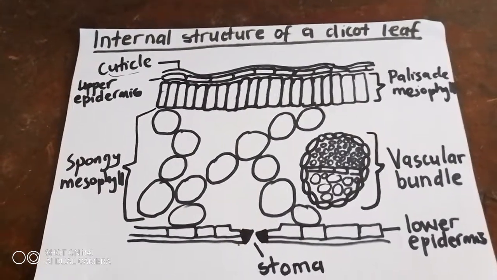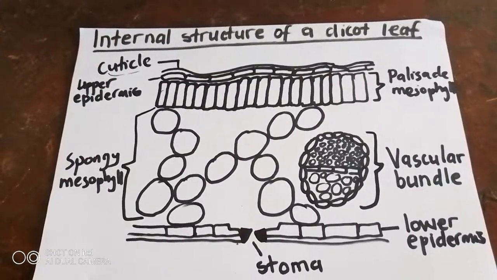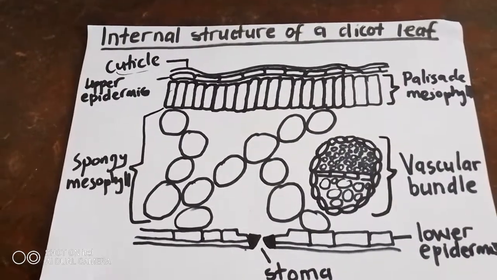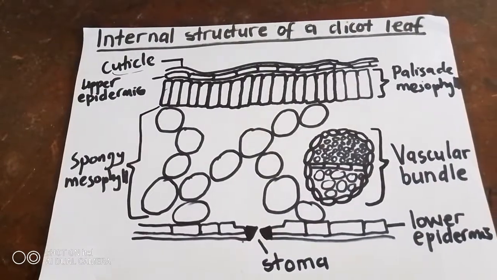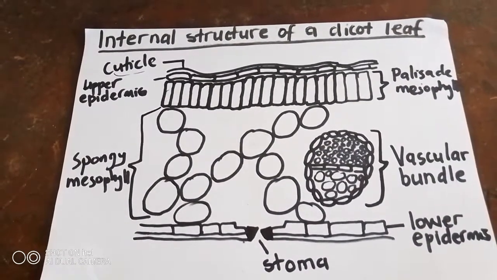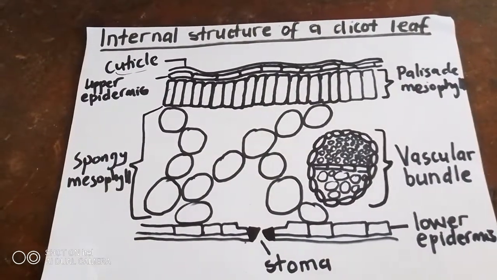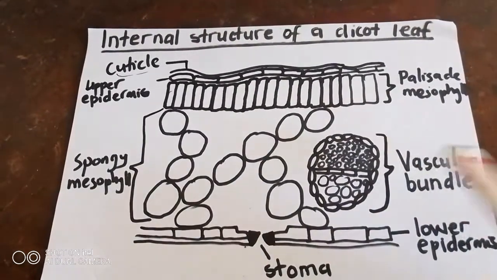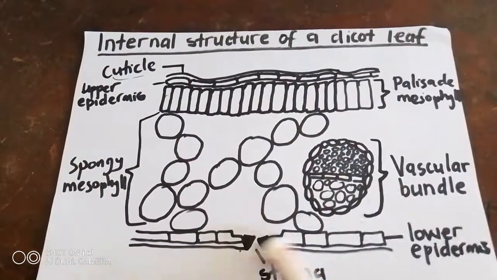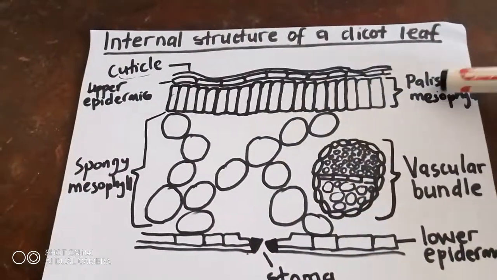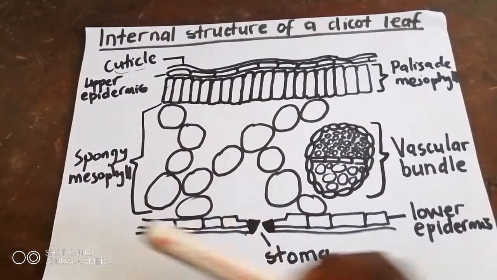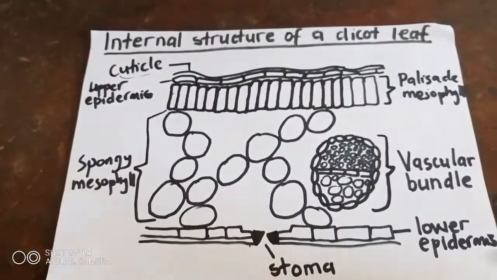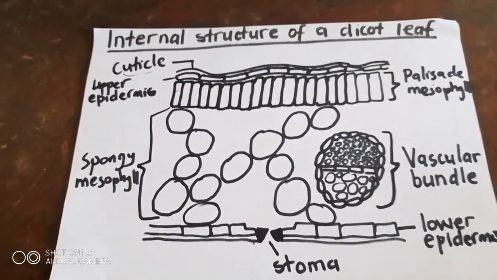Hello learners, today we are going to learn about the internal structure of a dicot leaf, and we are going to be guided by just one objective that states that by the end of the lesson you should be able to identify parts of the internal structure of the leaf. Alright, as you can see, I've already drawn the internal structure of the leaf and included all the parts that we need to discuss that are related to the internal structure of a dicot leaf.